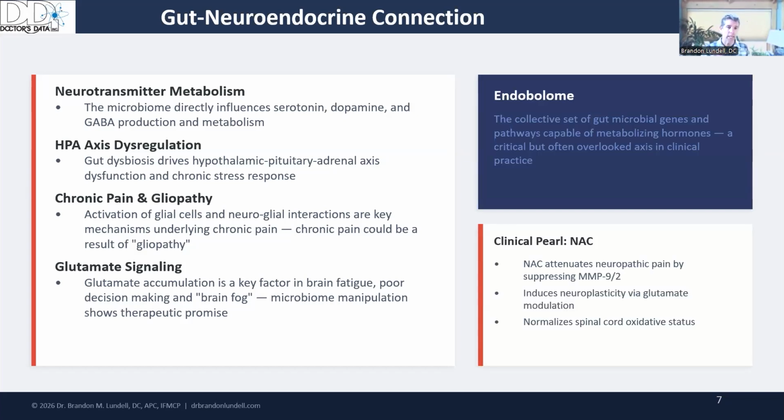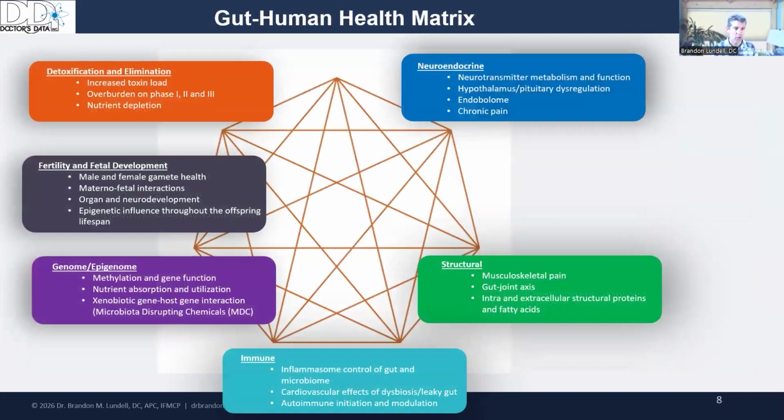NAC is one of my favorites. N-acetylcysteine attenuates neuropathic pain by suppressing the matrix metalloproteinases 9 and 2. NAC induces neuroplasticity versus glutamate modulation, normalizes spinal cord oxidative stress, and it's one of my favorites in healing the leaky gut. So I'm going to sprinkle some of these clinical pearls through this lecture today. It's not just learning about the test, it's learning about some clinical pearls and things that I've found indispensable in 20 years of practice.